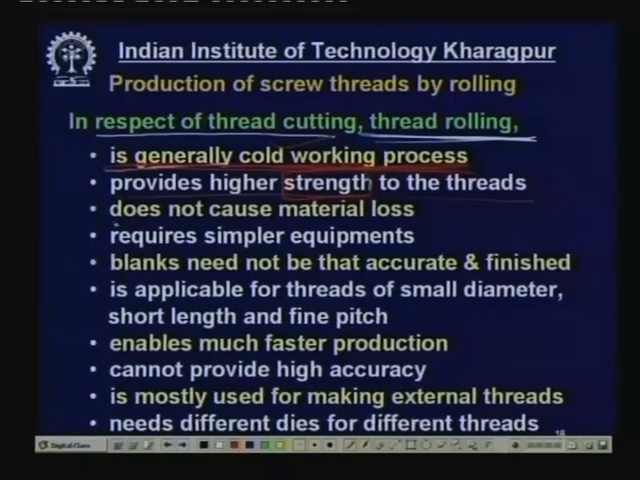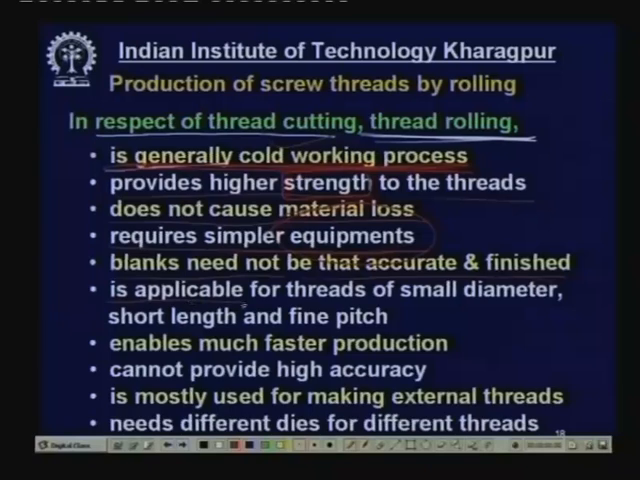Now thread rolling does not cause material loss. There is only shifting of material, there is no removal of material like machining. So there is no loss of material. It requires simpler equipment. If it is to be machined in a machine tool, then a lot of costly equipment will be necessary, but in thread rolling the work can be done with simple equipment and simple movements. In thread rolling, blanks need not be that accurate and finished, because after all the material will be plastically deformed and shifted, so the blank's outer surface need not be that accurate and finished.